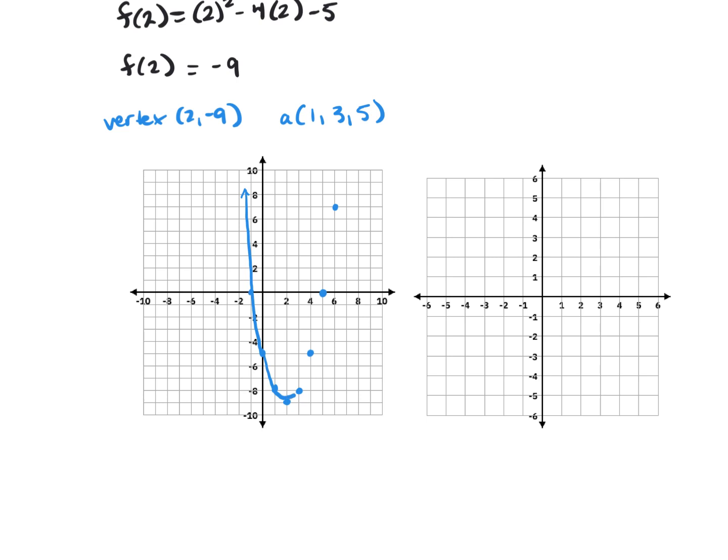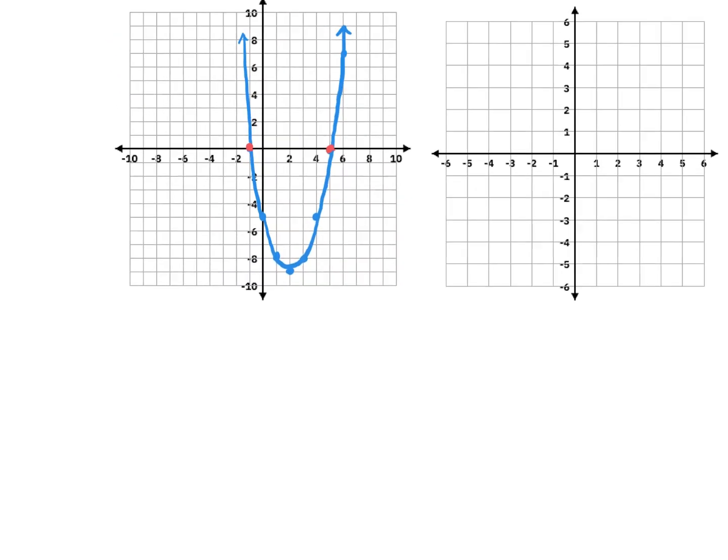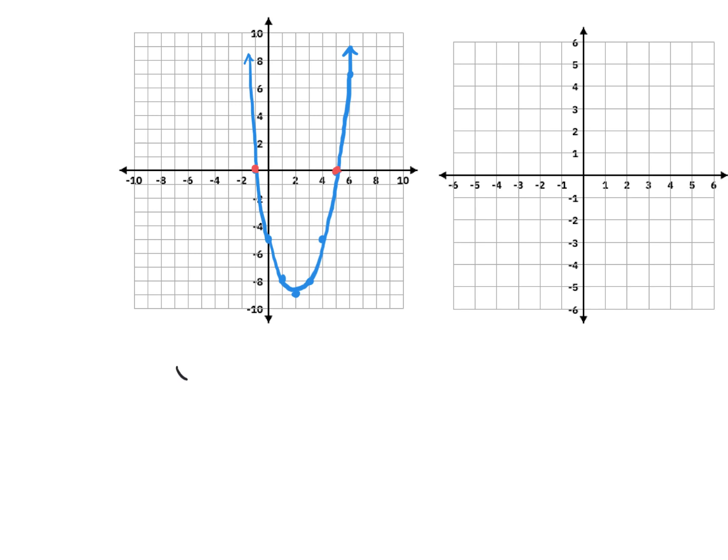And you can see for this graph, we have really nice x-intercepts right here and here. So those are going to be our answers. We're going to have x equals -1 and positive 5.